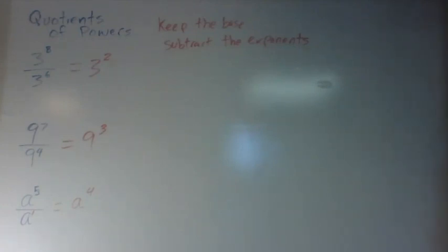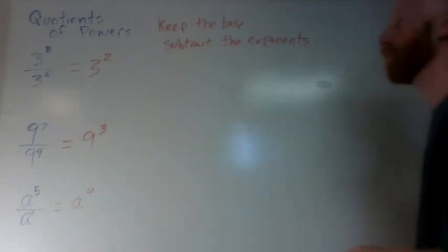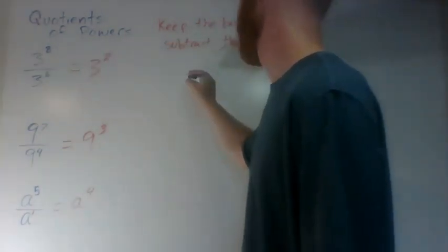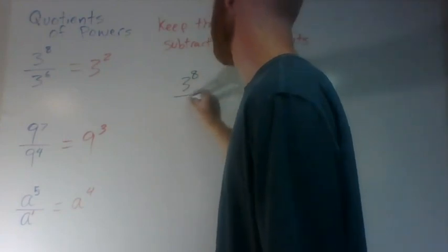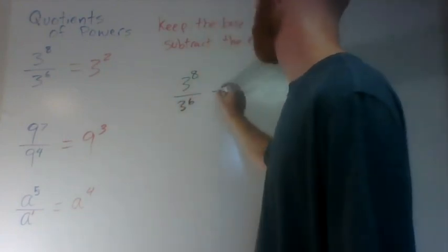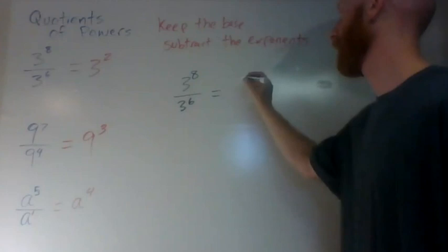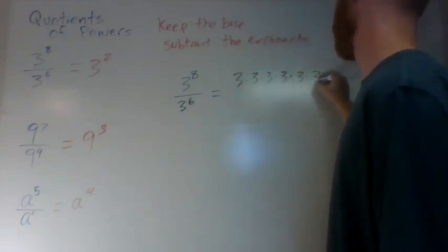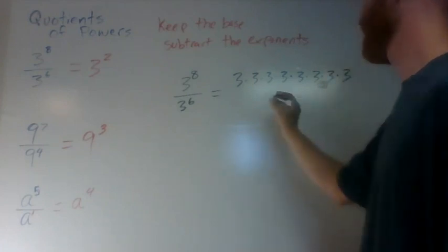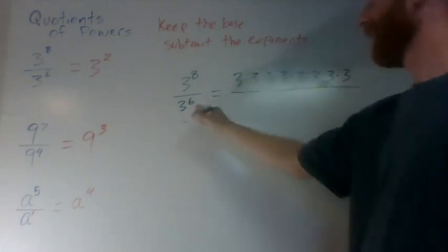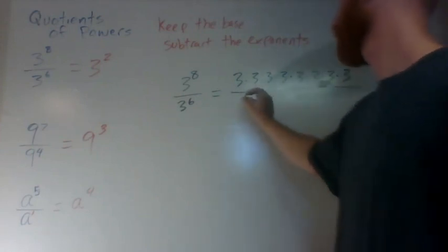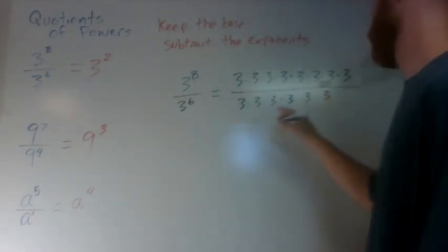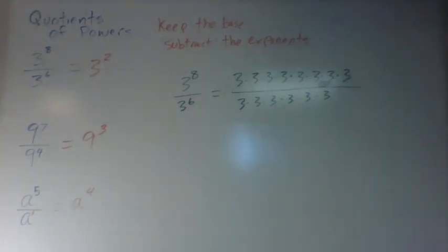Why does it work? Very similarly to why products of power works. If I write out, for example, 3 to the 8th divided by 3 to the 6th, and I expand the numerator, that will be 3 times 3 times 3 times 3 times 3 times 3 times 3 times 3, right? 8 threes multiplied. And I will also expand the denominator, 3 times 3 times 3 times 3 times 3 times 3. Okay, six threes as factors.